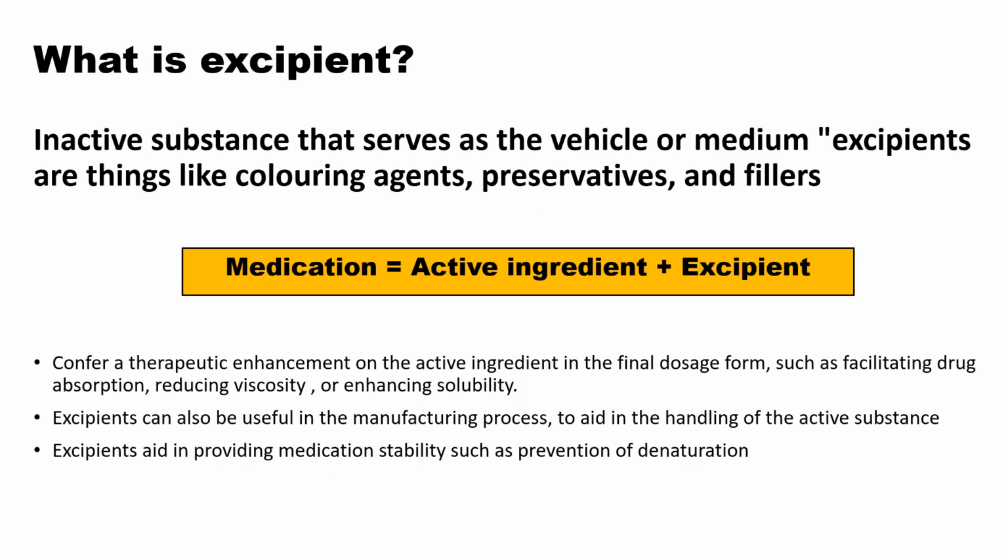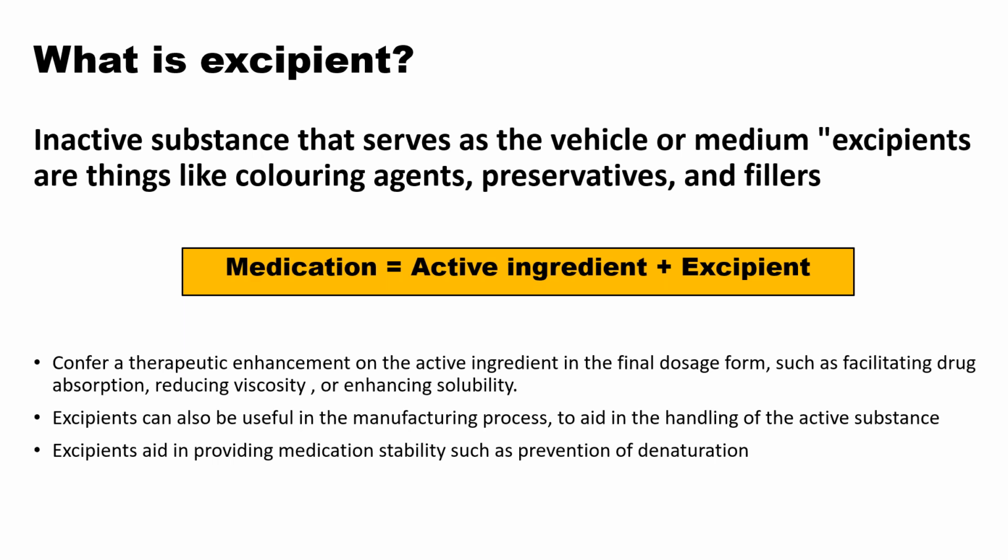Now, before I go ahead into the discussion, let us have an understanding of what an excipient is. We know that a medication tablet, say one having 500 milligrams, may not have 500 milligrams of active ingredient. It may be lesser than that. So the tablet may weigh more than 500 milligrams, say 900 or 950 milligrams.